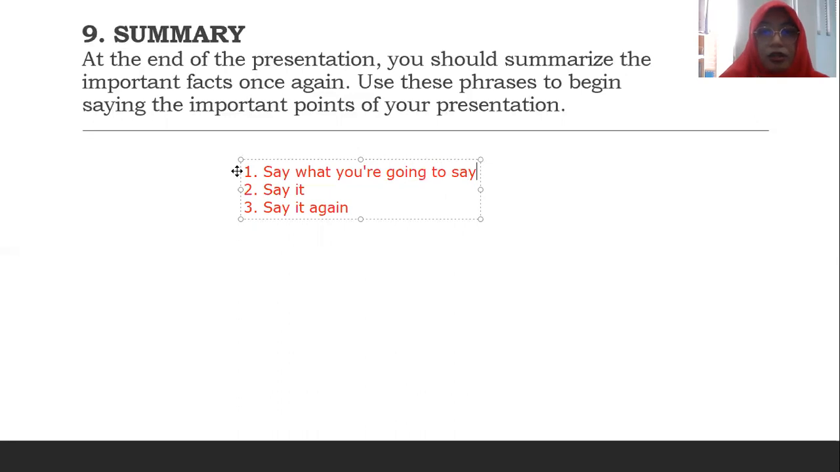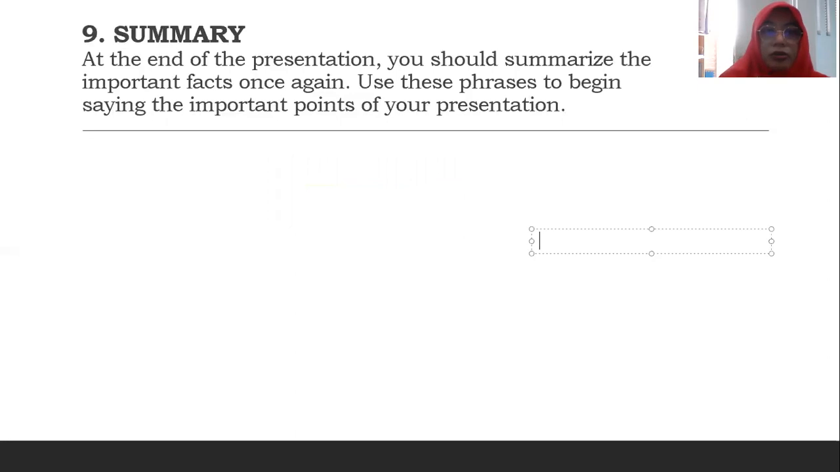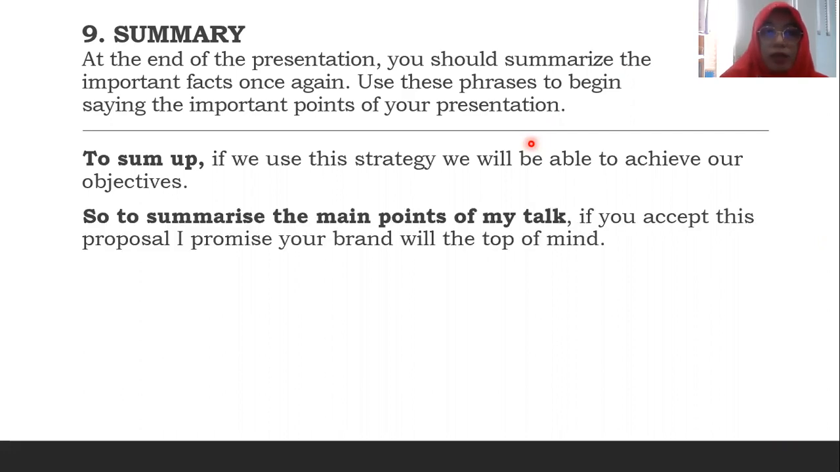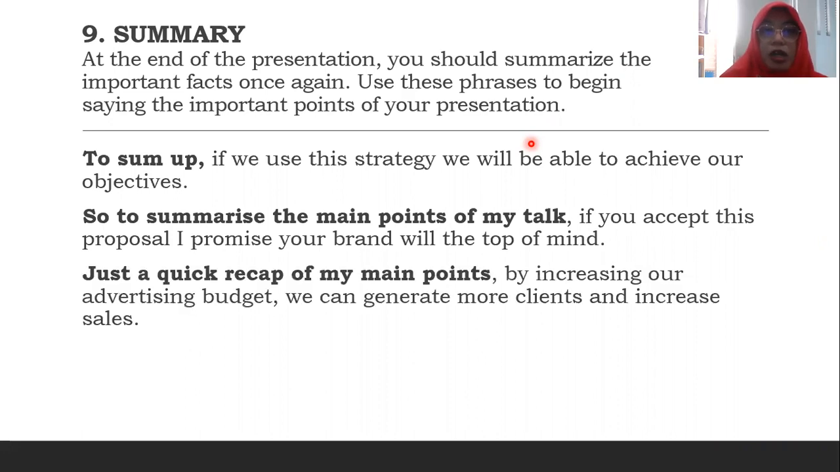Okay, so this is the introduction, the body, and the conclusion. Okay, so when you are ending your presentation, what you can say is: to sum up, if we use this strategy, we will be able to achieve our objectives. So to summarize the main points of my talk, if you accept this proposal, I promise your brand will be top of mind. Just a quick recap of my main points.